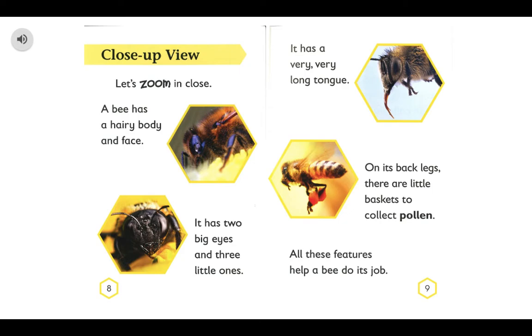Close-up view. Let's zoom in close. A bee has a hairy body and face. It has 2 big eyes and 3 little ones. Total of 5 eyes, students. How crazy is that? It has a very, very long tongue. On its back legs, there are little baskets to collect pollen. All of these features help a bee to do its job.